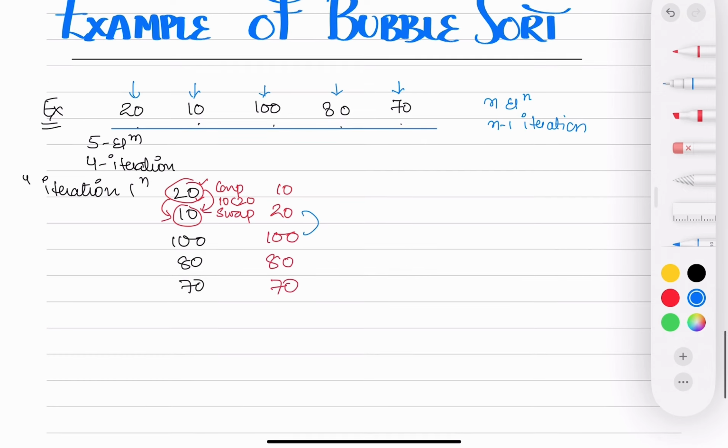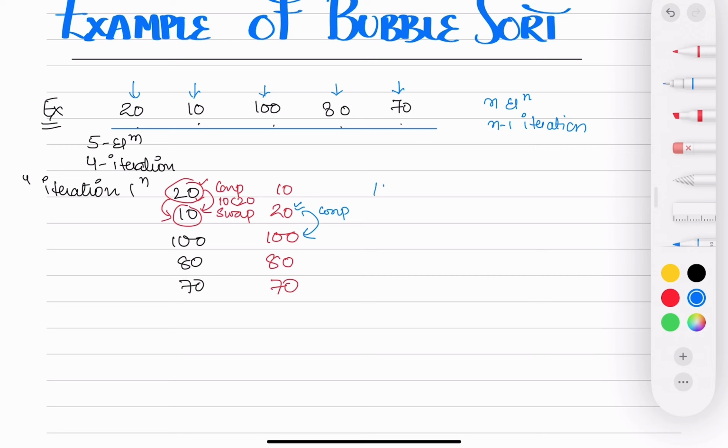Then again you make a comparison, 20 and 100. You see 20 is at the right position. If you compare 20 and 100, 20 should come before 100, which is its right position. Now 20, 100, 80, 70. Go to the next pass, that is 100 and 80. Here 80 should come before 100, right? So you compare, 80 is less than 100, and you swap. That is 10, 20, 80, 100, 70.